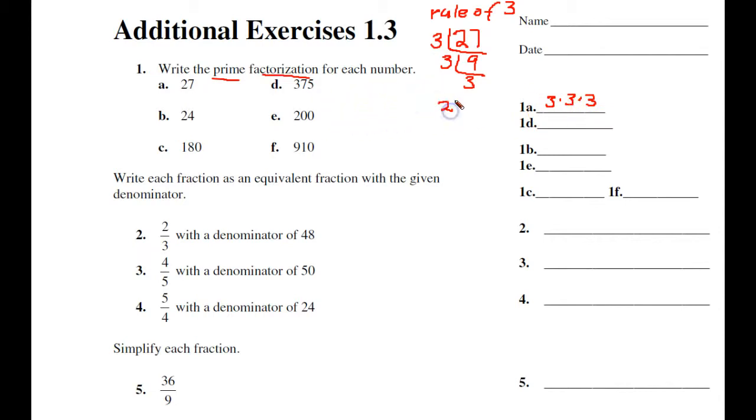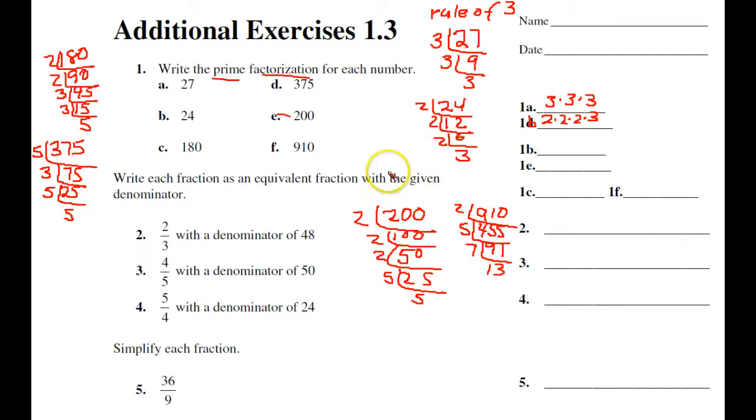And for 24, here that's even. So 2 goes into there 12. 2 goes into there 6 times. And then we have a 2 and a 3. So this would be 2 times 2 times 2 times 3. These are the prime factorizations. And I guess that's letter B as opposed to D. And let's do the others, but I'll just do them for you.